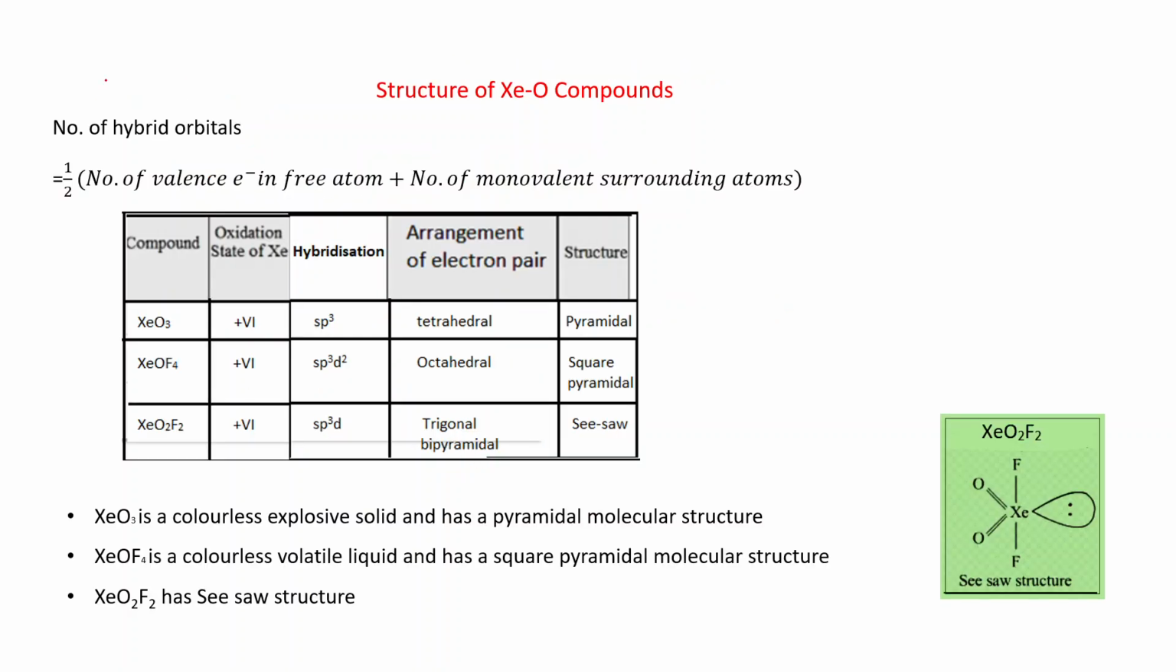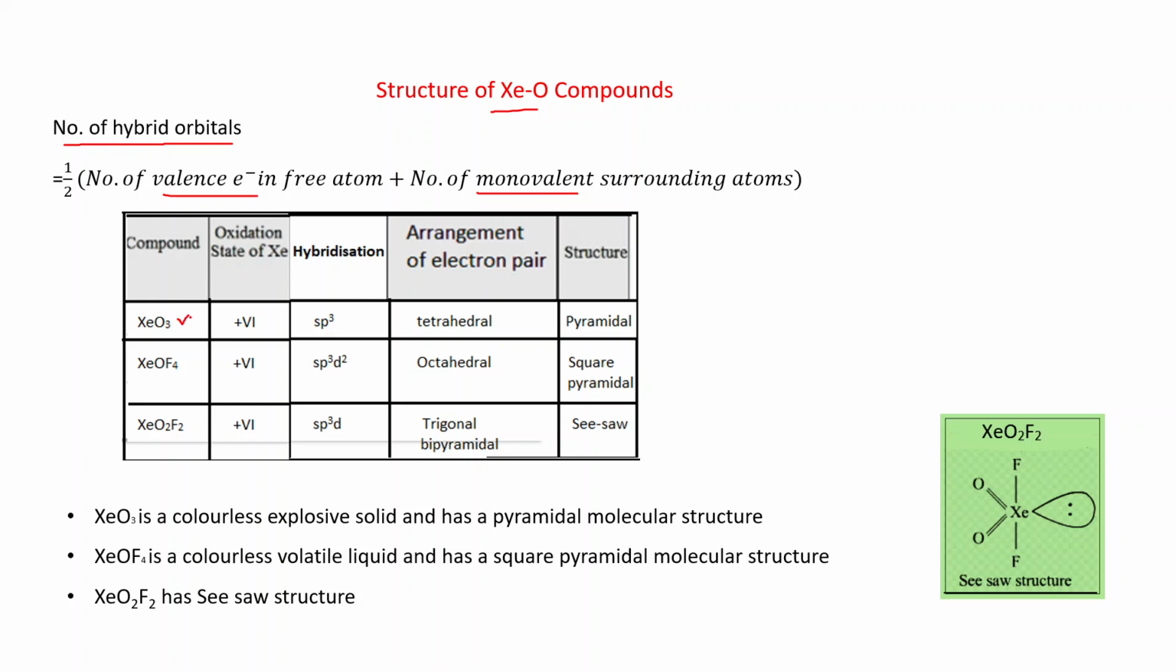Now again, the structure of xenon-oxygen compounds. In this case, we will find out the structure by using the hybridization of the central atom. Again, we first find out the number of hybrid orbitals using the formula we have discussed already. That is half of the number of valence electrons in the free atom plus the number of monovalent surrounding atoms. Now see one by one.